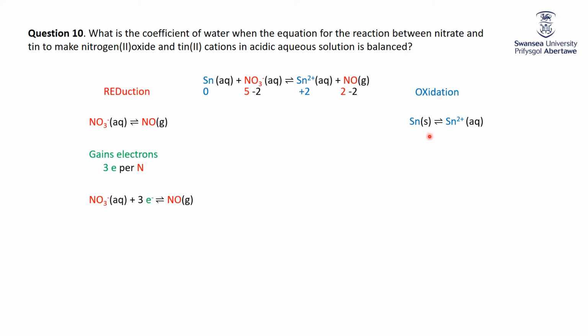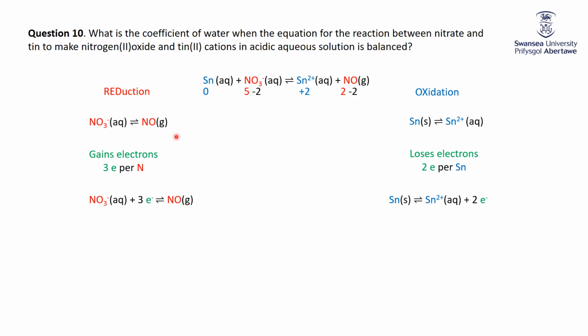If it's gaining electrons, we can effectively say it's reacting with electrons, so the electrons are on the left-hand side. Going for the oxidation, one tin. Each tin is going to lose electrons because it goes from 0 to +2, and it loses 2 electrons per tin. So if it loses them, it's giving them out. So we put the electrons on the right-hand side. So there is that particular half equation. Tin goes to tin 2+ plus 2 electrons.